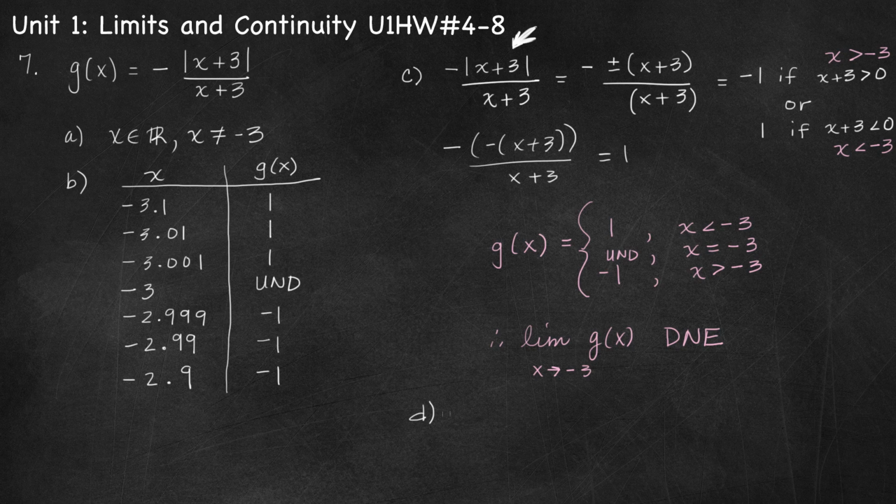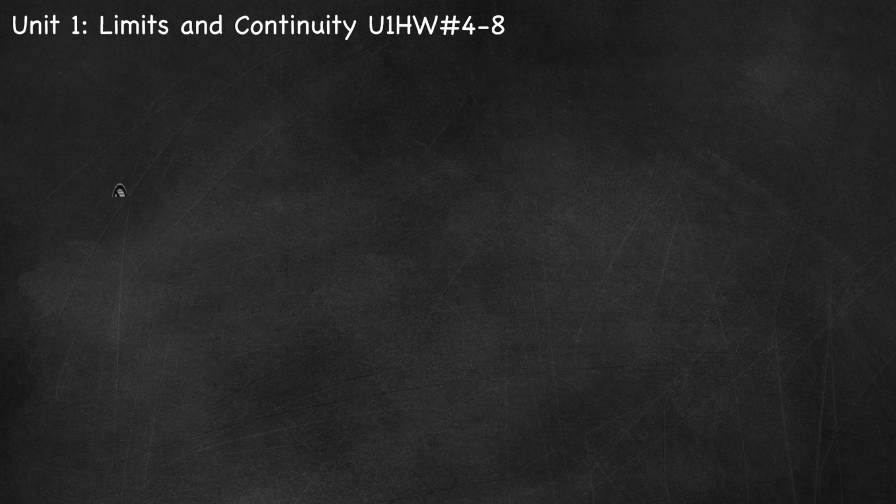Part D asks, true or false, is g of negative 3 equal to 1? Well, g of negative 3 does not equal 1, since negative 3 is not part of the domain for the function g of x. E asks, is negative absolute value x plus 3 over x plus 3 equal to negative 1? Well, sometimes it is, but not always. We saw that sometimes it's equal to negative 1, and sometimes it's equal to positive 1. It's only equal to negative 1 when x is greater than negative 3. So that is not necessarily true. And finally, part F, we're going to construct a graph for y equals g of x on the interval from negative 4 to negative 2.